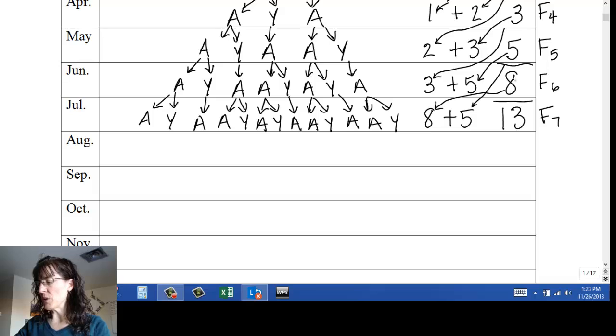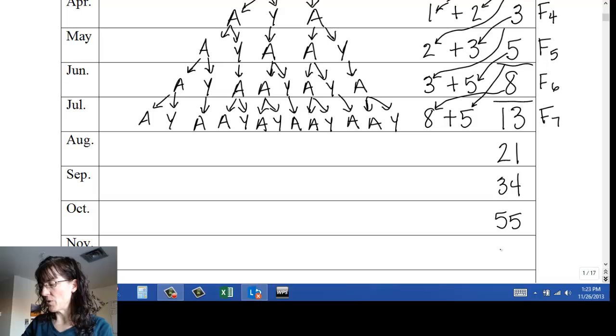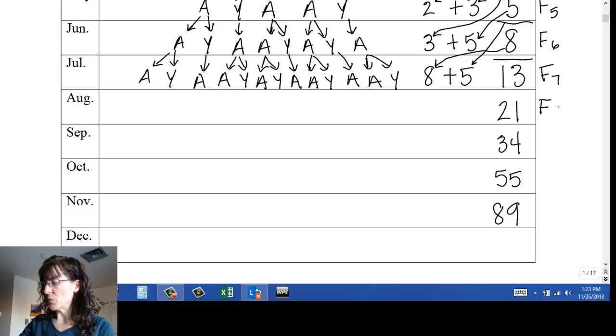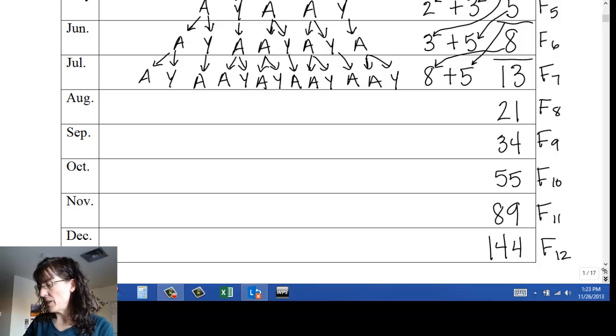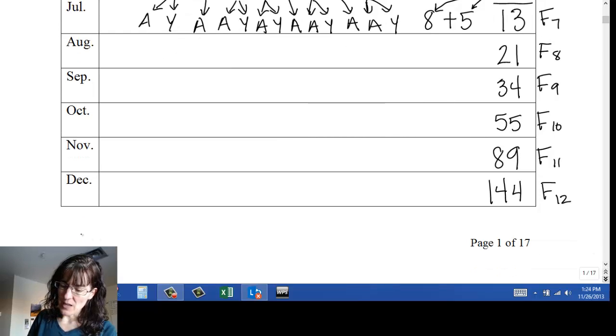But I can, for my next month, I can just add 8 plus 13, so I get 21. 21 plus 13 now, and I'll get 34. 34 plus 21 now, and I get 55. 55 plus 34 is 89. And I can fill in the F subs as well, so that's F sub 8, F sub 9, F sub 10, F sub 11, I'm almost done, F sub 12. So add these last two together, so 89 plus 55 is 144. So 144 is what I'm going to say for the result.